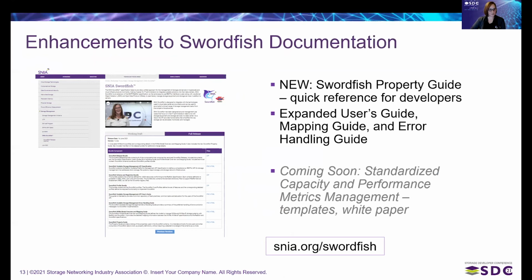There are new use cases for NVMe as well as other configurations. We've expanded the user's guide to cover more use cases for remote replication in general. And the mapping guide, as I've already covered in the NVMe section, has lots and lots of new content there. The error handling guide also has some new guidance for error cases and error handling reporting. We have some new documentation coming as well in the area of standardized capacity and performance metrics management.